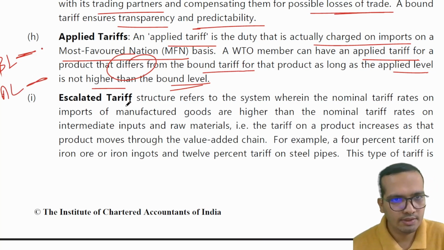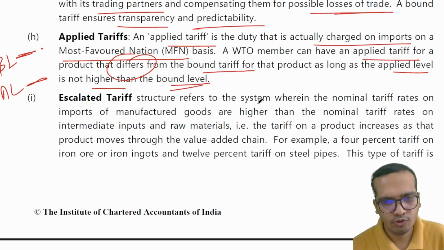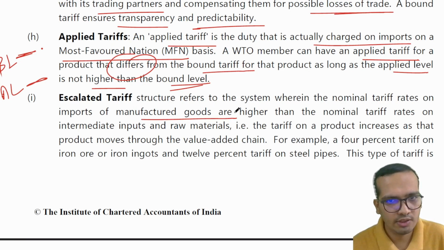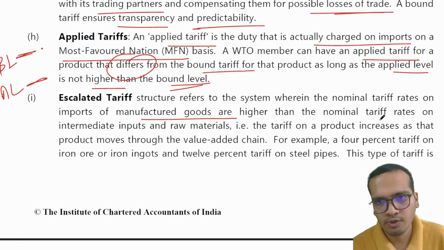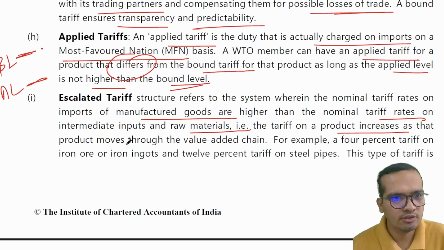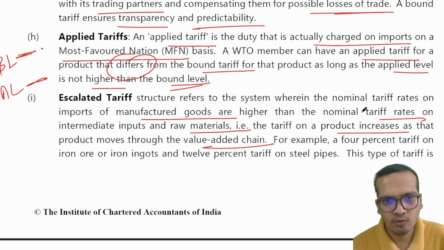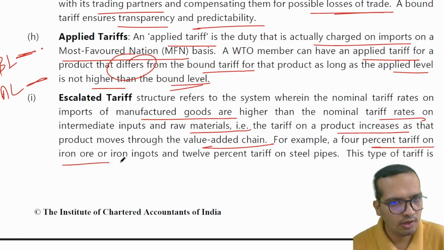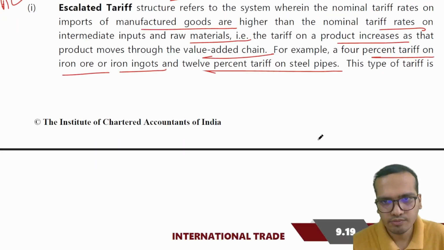फिर आता है escalated tariff structure. It refers to the system wherein the nominal tariff rates on import of manufactured goods are higher than the nominal tariff rates on intermediate inputs and raw material. That is, the tariff on a product increases as the product moves through the value added chain. For example, a 4% tariff on iron ore or iron ingots and a 12% tariff on steel pipes.